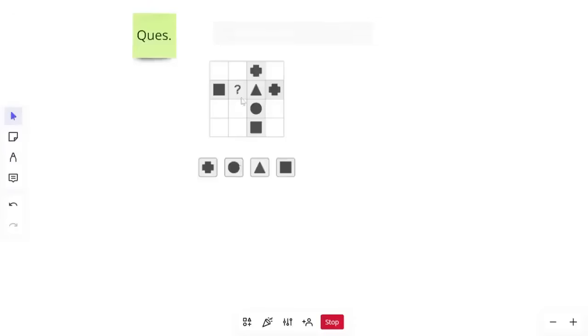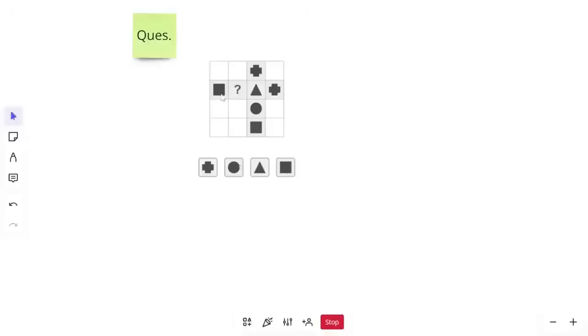Let's try to solve this question. In this question, we have to tell in place of the question mark which symbol out of the given options will come. Okay, and the options are plus, circle, triangle, and square. So guys, before solving, I would suggest that you please pause the video for a moment, try to think of the answer on your own, and then watch the solution. Okay. So let's now see.